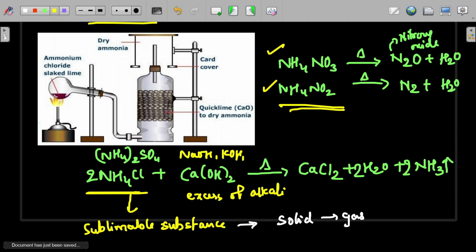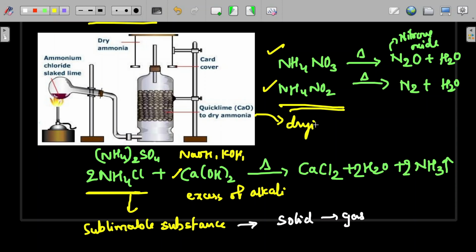But we don't prefer NaOH because it is deliquescent in nature. And compared to NaOH and KOH, calcium hydroxide is cheaper. So which is preferred? Calcium hydroxide. But NaOH and KOH can be used. Coming to the drying part, because ammonia is a basic gas, you cannot use concentrated sulfuric acid here. You have to use a drying agent which is also basic, that is calcium oxide, which is quicklime.